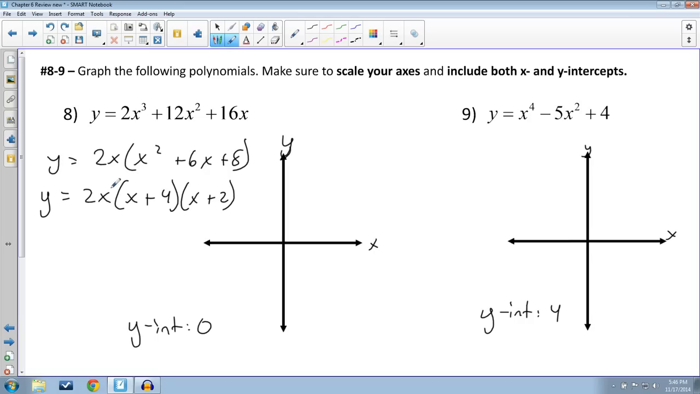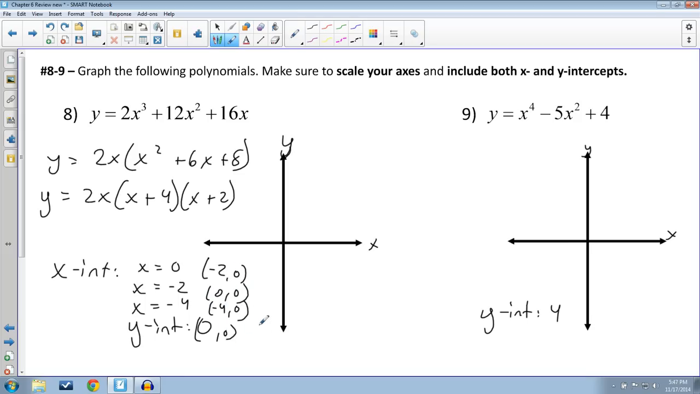So, if you want to find your x-intercepts, your zeros, you got to set that equal to 0. Zero product property says 0, negative 2, and negative 4. I really should write these as (negative 2, 0), (0, 0), and (negative 4, 0). Those are your x-intercepts. Your y-intercept is (0, 0). I need these points all plotted right here. So to scale this, let's at least go to negative 4 right there. It's 4 and negative 4.